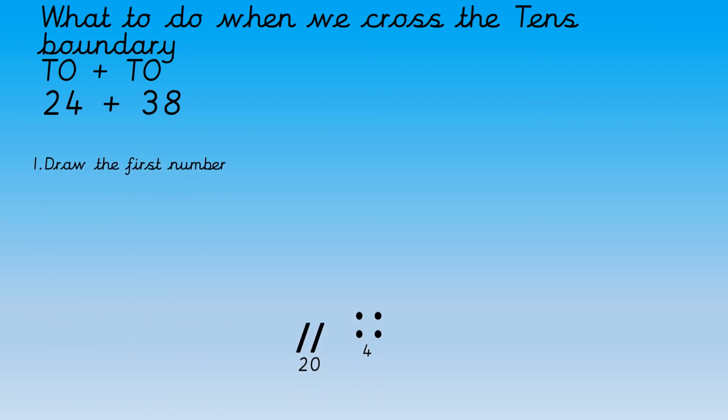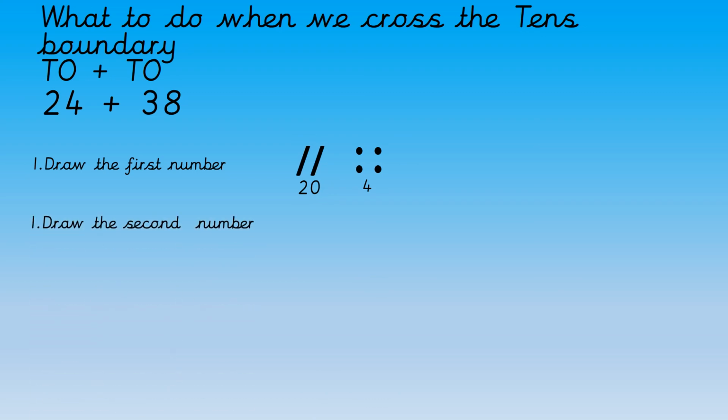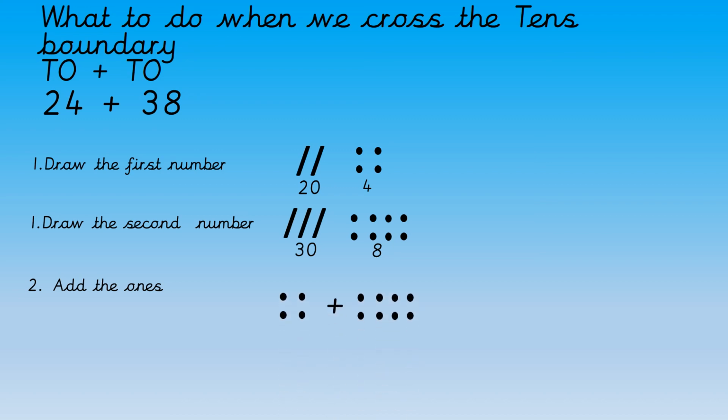Now what to do when we cross the tens boundary? Well, we're going to have to use our place value, so let me show you. I've got 24 add 38. So again, we're going to draw the first number like we did earlier, so 24. And we're going to draw the second number, which is 38. Next step, add the ones. So 8, add 4, which we know is 2, 4, 6, 8. You can see it here.